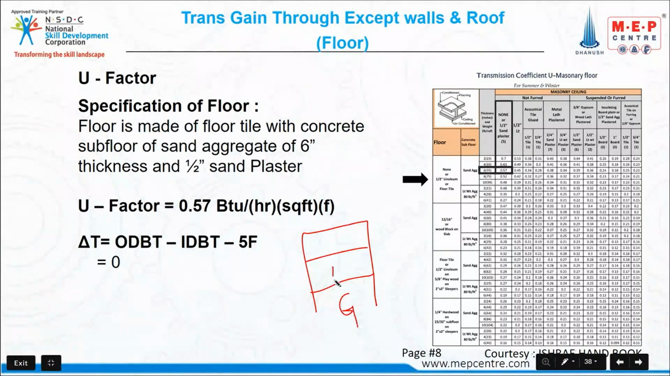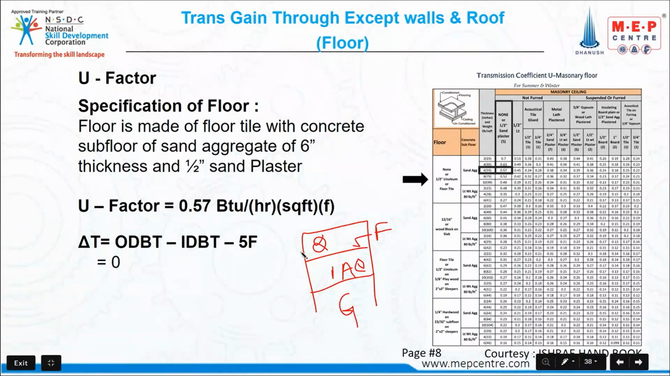Ground floor, first floor, and second floor. Now, for the second floor, this is the floor, right? If the first floor is AC, does heat transfer take place through the floor? No, it does not. Heat transfer will not take place through the floor, so the delta T for the floor is 0.